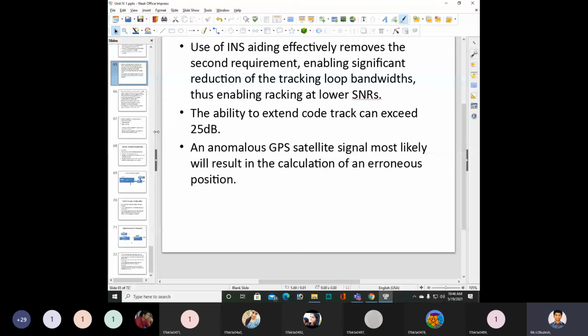Here, the ability to extend code track can exceed 25 decibels.